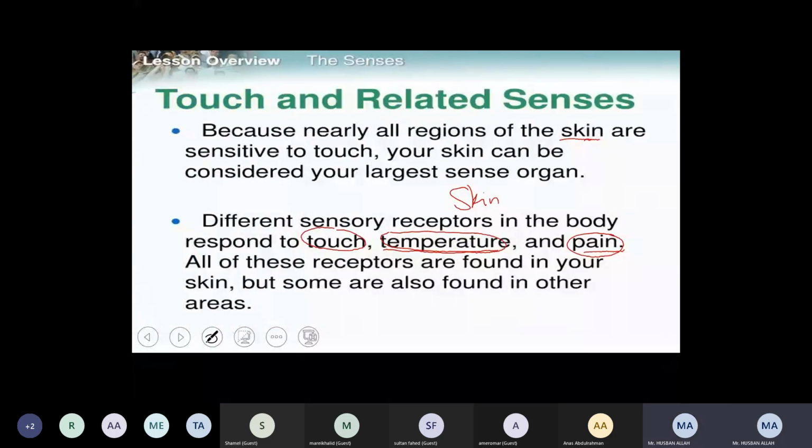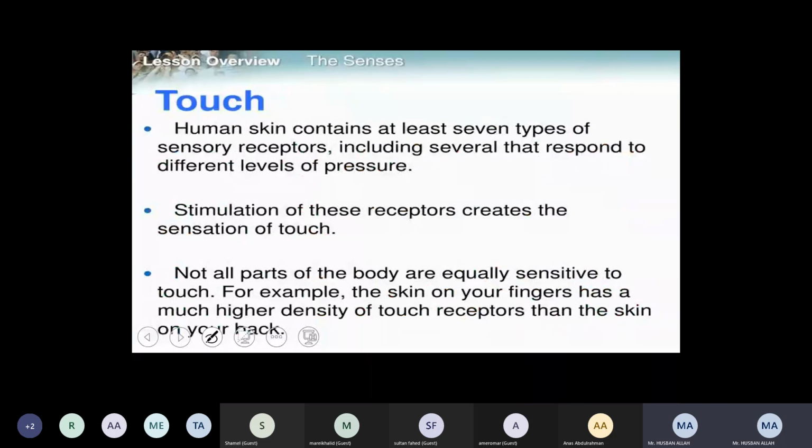Touch is in the mouth, right? What about sight, vision? Eyes. What about ear? Ears, right. Smell is in the nose, right? So in different parts of the body, it will occur. The first point which we are going to take is related to touch. Then we will go to temperature, and then pain.